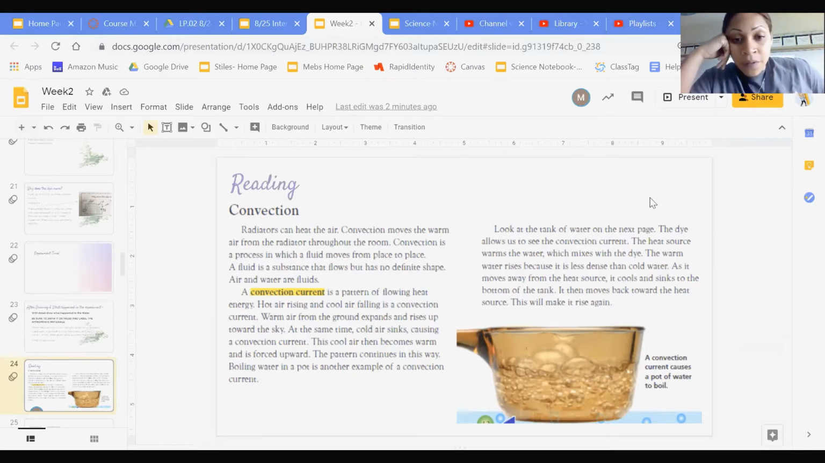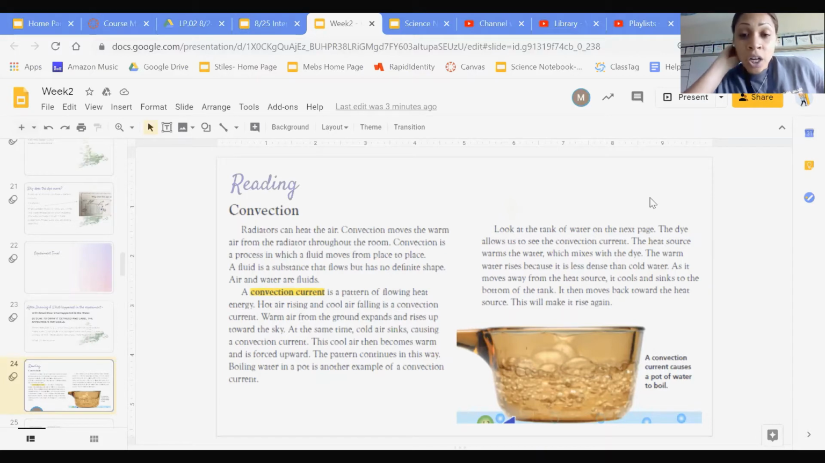A fluid is a substance that flows but has no definite shape. Air and water are fluids. So what that means is if you fill a square container up with water, then the water is going to be in the shape of a square. If you fill a square container up with air, then the air is going to be in the shape of the square container. Now, if I put this marker in the square container, is it going to turn into a square? No, because it's a solid. It's not a fluid. It's going to keep its shape if it's a solid.